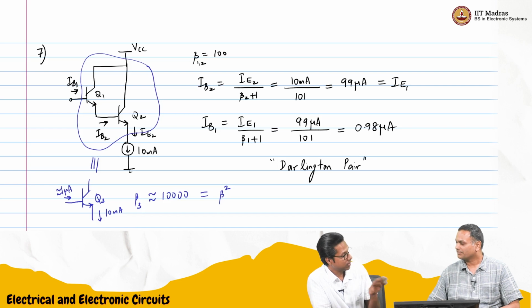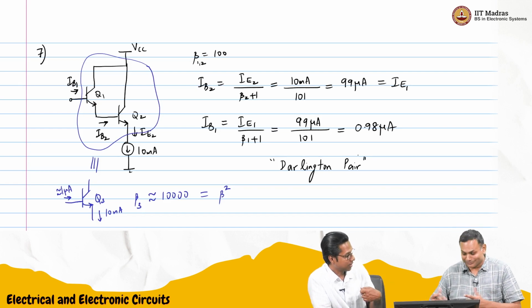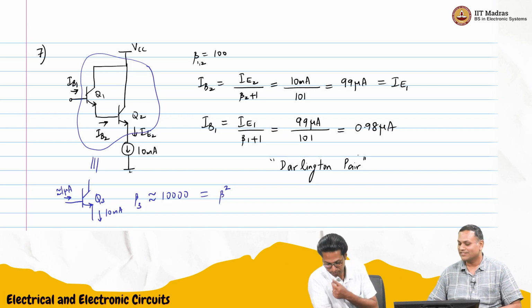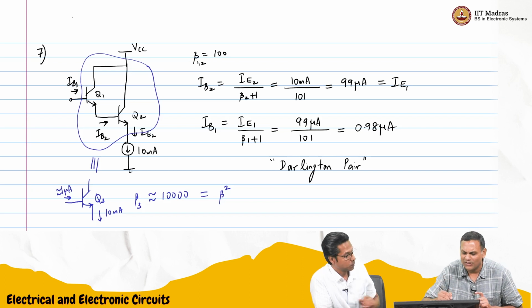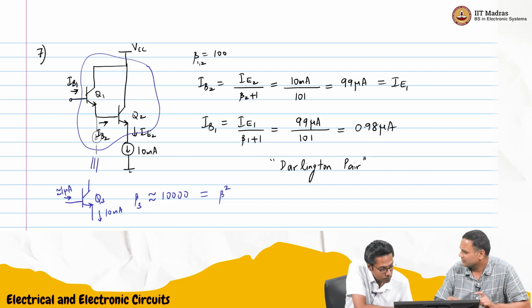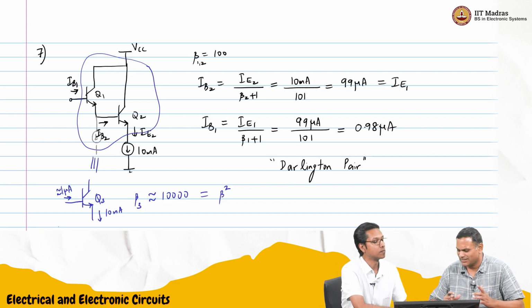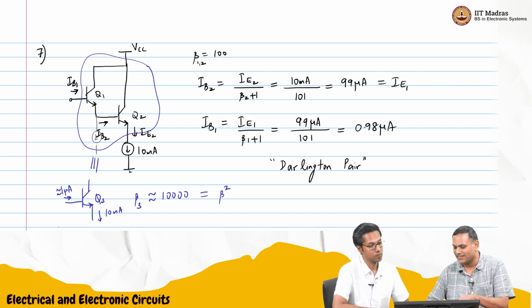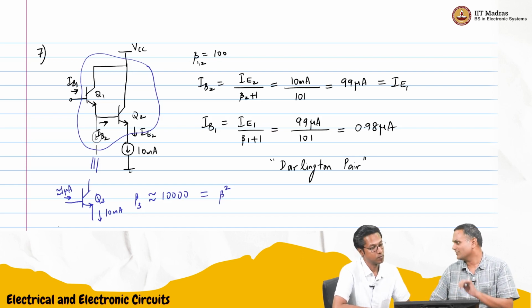So this is a very nice way to reduce the base current, if you don't want to draw current from the circuit. In fact, I have seen one small variant, now that I remember. I have seen some variants where they add a small current source here also. But the idea is the same.